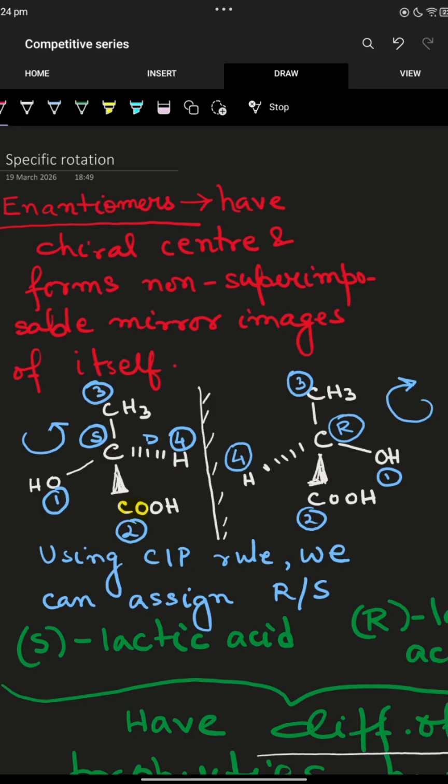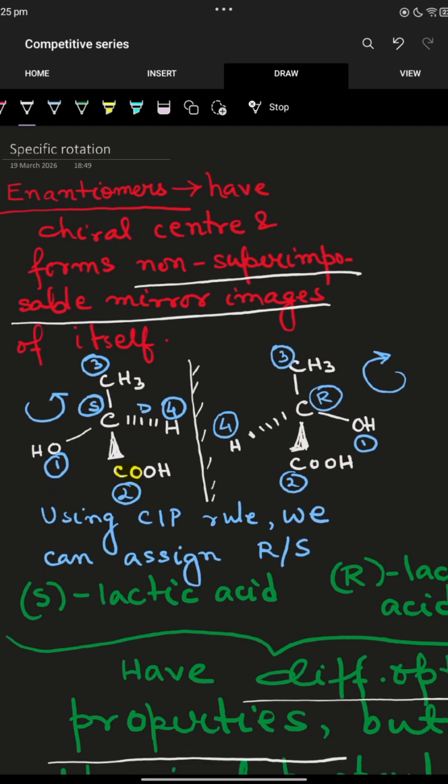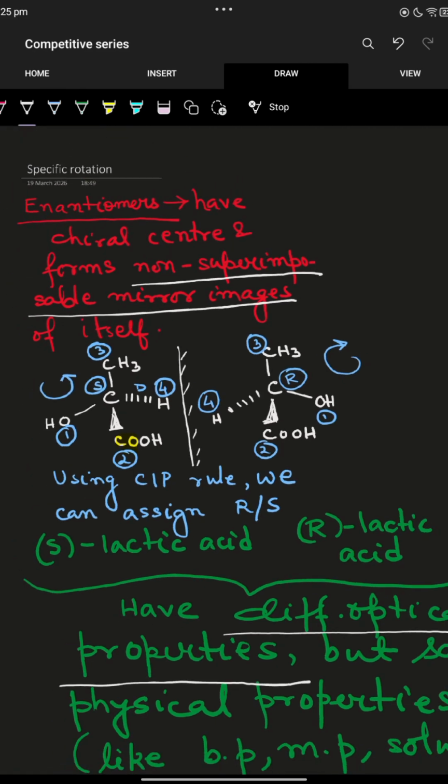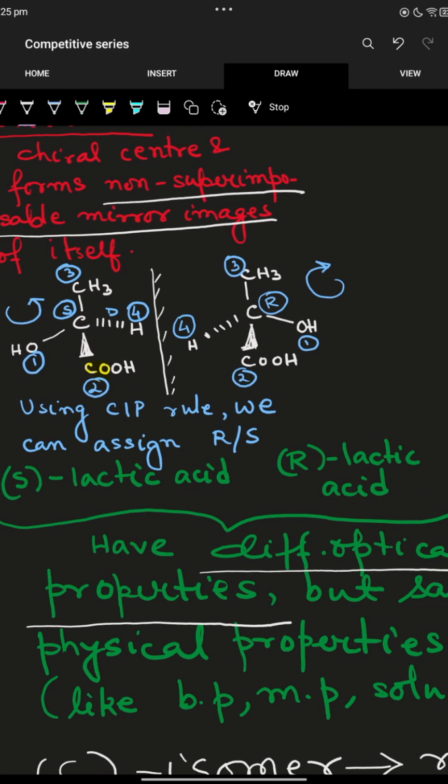So, enantiomers are chiral compounds. They have a chiral center and they form non-superimposable mirror images of themselves. One compound I have shown you is lactic acid. In the structure you can see that the carbon has four different groups attached. Obviously it is the chiral center. It has one chiral center, and the mirror image is drawn.